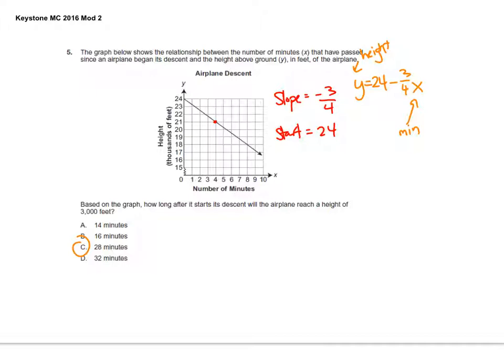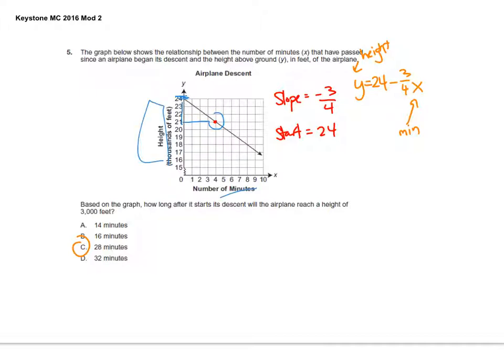In the next question, they give us some information about the minutes that have passed since an airplane began its descent and the height above ground. We can see that the height above ground is about 24,000 feet, but we're just going to abbreviate it to 24. And for the slope, I found a pretty point right here, and that slope was down 3 and right 4 on my graph. So my equation would be 24 minus 3/4 x. Remember, x is the minutes and y is the height.